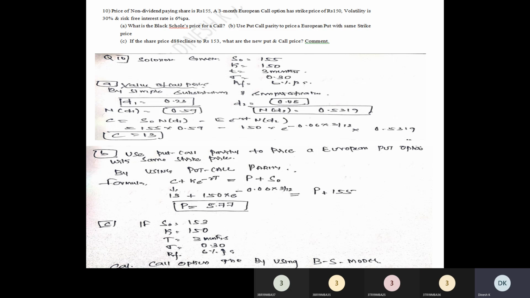So what is the formula for the put call parity? The equation is C plus K times e to the power of minus RT equals P plus S naught. Here C is the call price, K is the exercise price or strike price, e to the power of minus RT is the exponential with R as the risk-free rate and T the time to expiry, P is the put price, and S naught is the spot price. That is C plus K e to the power of minus RT equals P plus S naught.